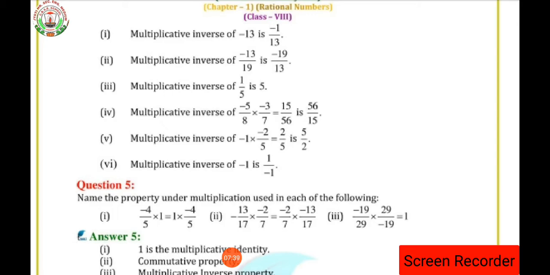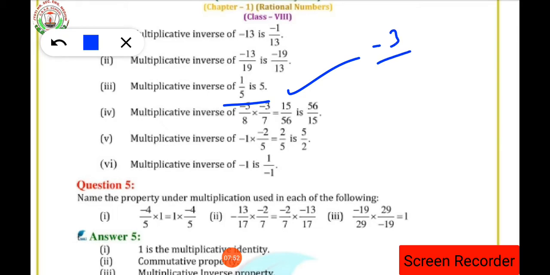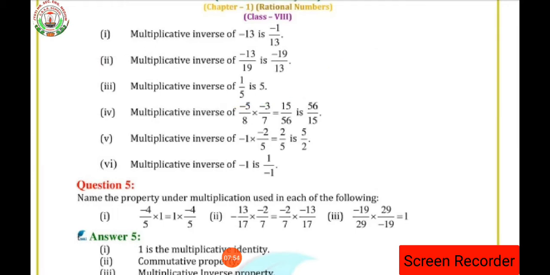Clear student? So what will be the multiplicative inverse of 1 by 5? So the reciprocal of 1 by 5 is what? 5 itself. So the answer will be 5. Then again the next one we are having minus 5, it is not 3.